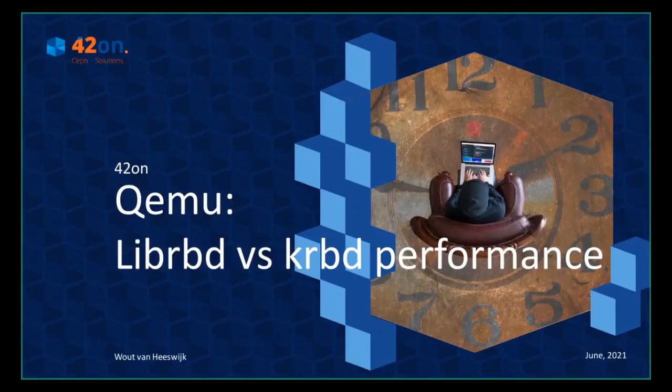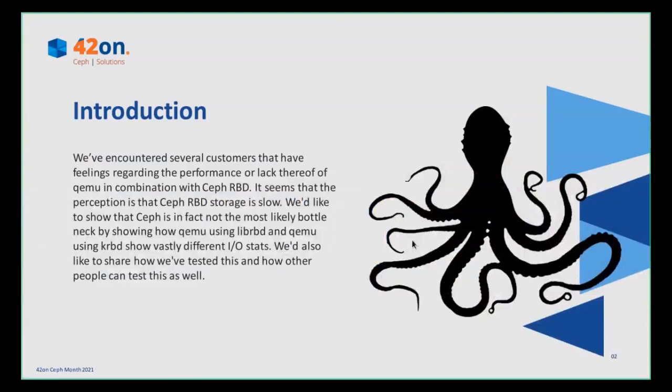But we have customers coming in and they have questions about the performance of krbd versus librbd, and this is mostly related to Qemu workloads. Several customers have asked these questions, and a lot of times it is formulated as a feeling of slowness. So I feel like librbd is slower than krbd, or I feel like this workload is slower than that workload. So we set out basically to see how we can show these differences.